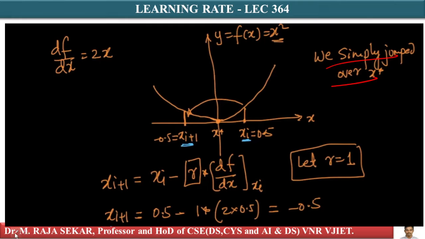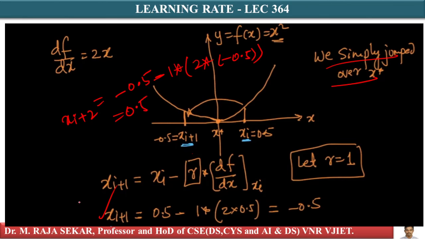Just try to calculate xi plus 2. How can I calculate xi plus 2? Your xi plus 2 is equal to xi plus 1. What is my xi plus 1? Minus 0.5, minus, the formula is r into df by dx, which is 2x. Therefore 2 into, what will you get? Minus 0.5 you will get. If you simplify this, again what will you get? You will get your xi plus 2 will be 0.5.